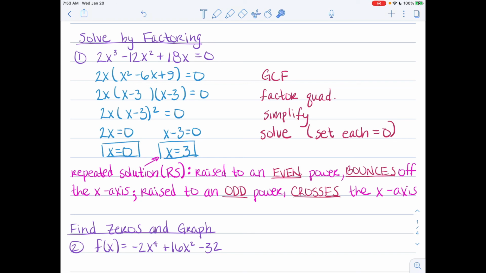So anytime that we have a root that just happens a single time, or if it happened 3 or 5 times, something odd, then it would be a crossing and not a bounce off of the x-axis. Either way, these are the zeros or the solutions to our polynomial.